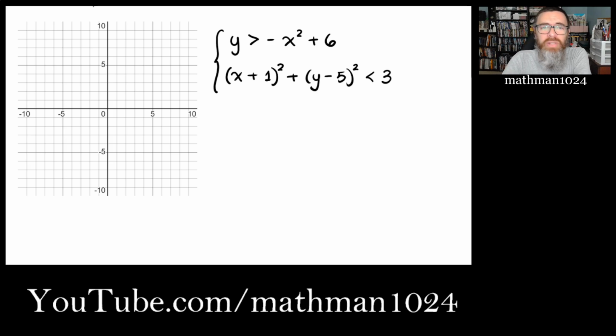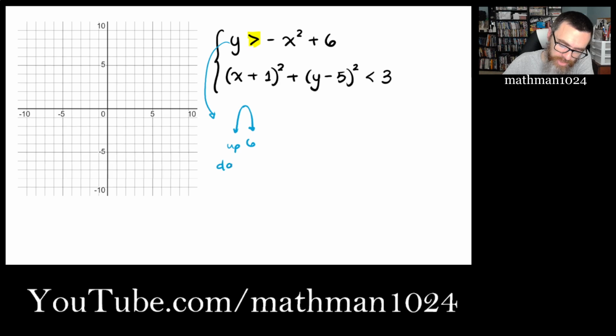So we have this nice system of inequalities. Now the first one here is already solved for y. We see that it's greater than but not equal to, so we know it's going to be dashed. When I see the x squared there, that tells me that I'm dealing with a parabola. The negative tells me it's going to be an upside down parabola that is going to be moved up 6 units from the origin. So we know this is going to be a dashed curve.